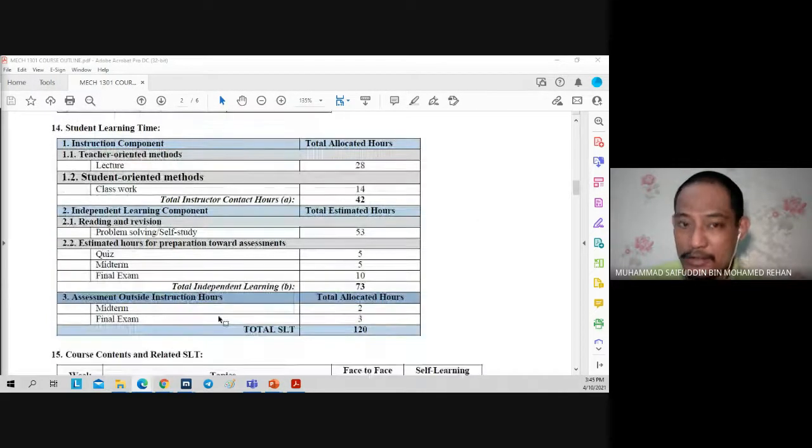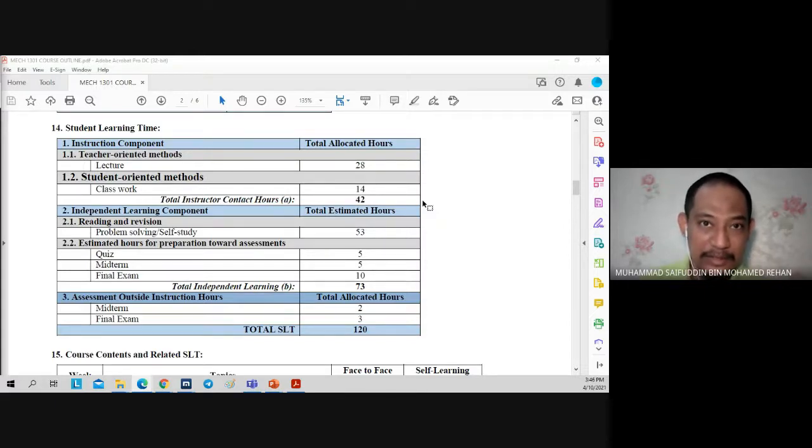Okay. If you look at the course outline, there's the component and the allocated hours, and the total SLT, or student learning time, is 120 hours, right? That is including the assessment, the exam, etc. Now, if you look on the top here, there's lecture and classwork that amounts to 42 hours. If you look at your schedule right now, you have 2 hours plus 1 hour, basically 3 hours per week, and we have 14 weeks. So I believe if you add those up, you get that 42 hours. That is basically in-class time, 42 hours.